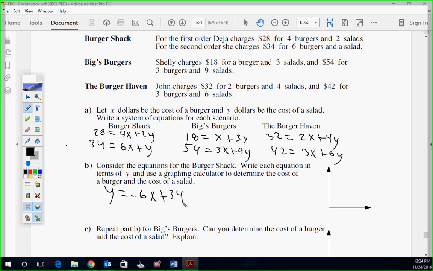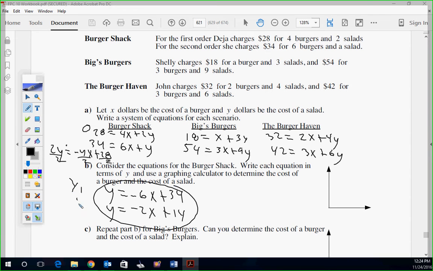Okay, next thing, I got to solve for this one. So minus the 4x, so I get 2y equals negative 4x plus 28. Divide by 2. So the other one's going to be y equals negative 2x plus 14. Those are your 2 equations you're going to put in your calculator. Please try that now. So the first one in y1, second one y2. Remember, to figure out the answer, you use which application? Second trace intersect, correct.